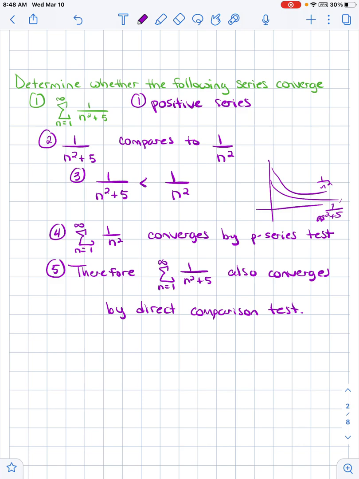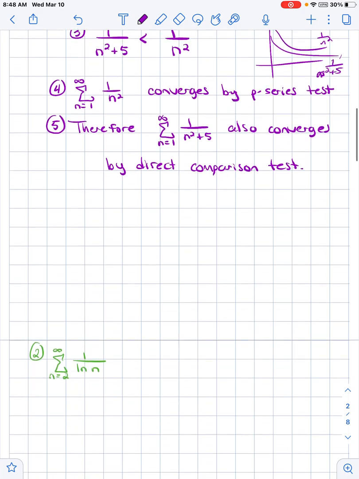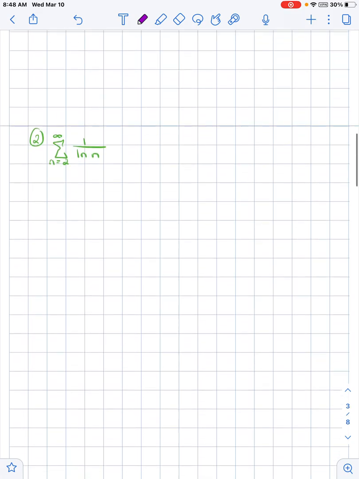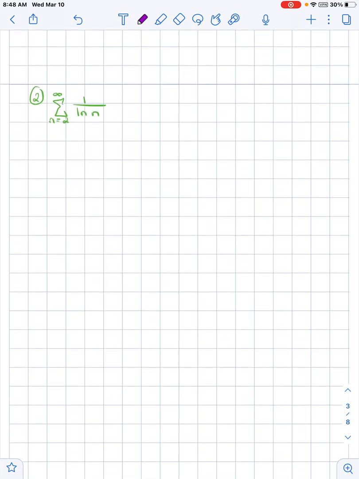All right, so first, there's a positive series. What does it compare to? Which one's less than or greater than? The one we're comparing it to converges because of the p-series test, so the one that we're looking at converges because of that direct comparison. All right, let's go take a look at the next one.